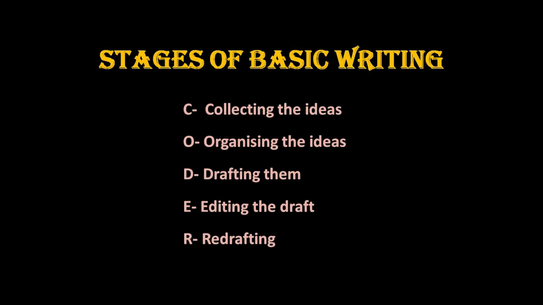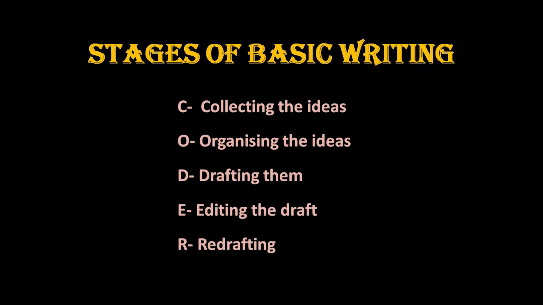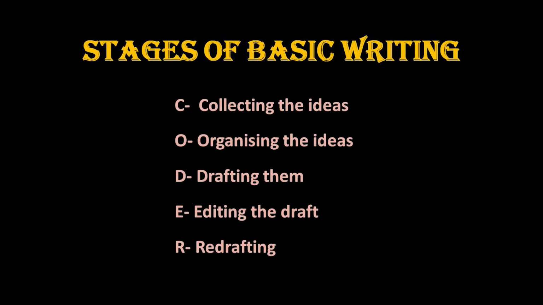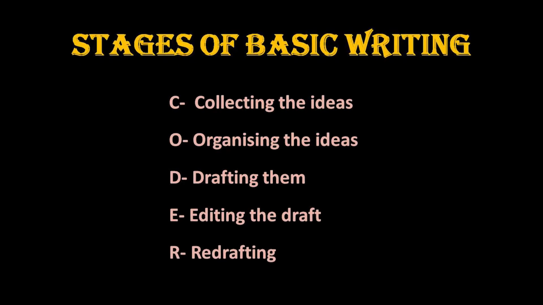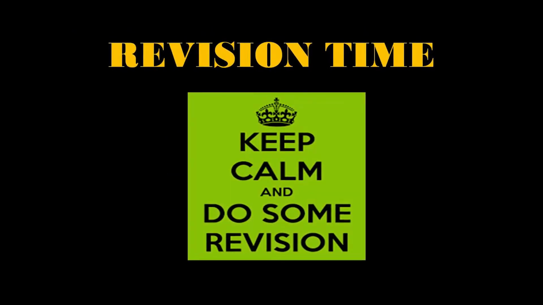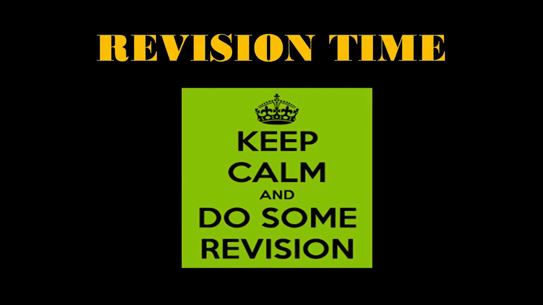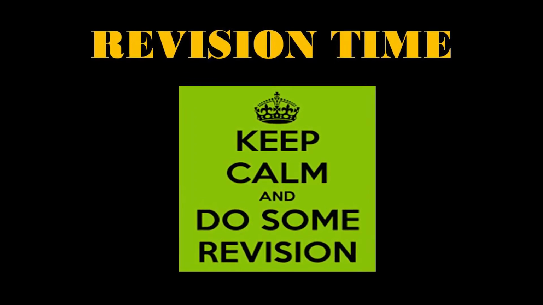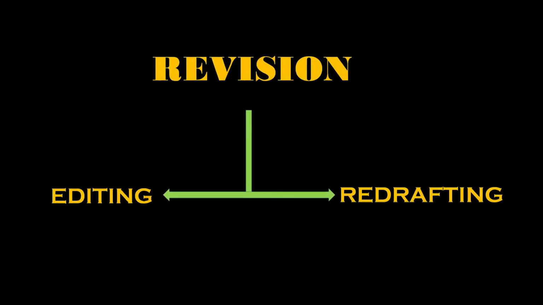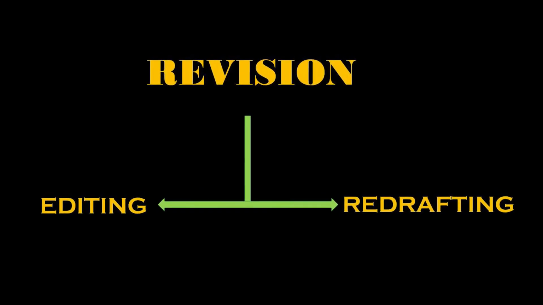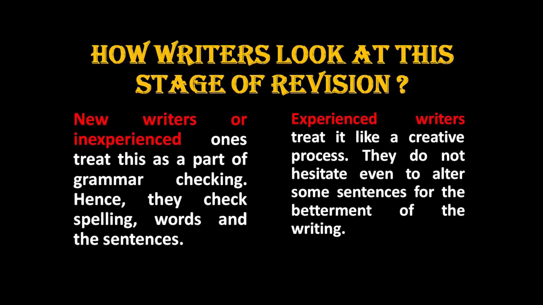But before that, let us quickly know about the writing process through an acronym called CODER. C for collecting the ideas, O for organizing the ideas, D for drafting them, E for editing the draft, and R for redrafting. Let me remind you that revision is not a task to be considered a compulsion, but treat it as a part of creativity itself. So revision is a combined process of editing and redrafting, that is the last two steps of the acronym CODER.